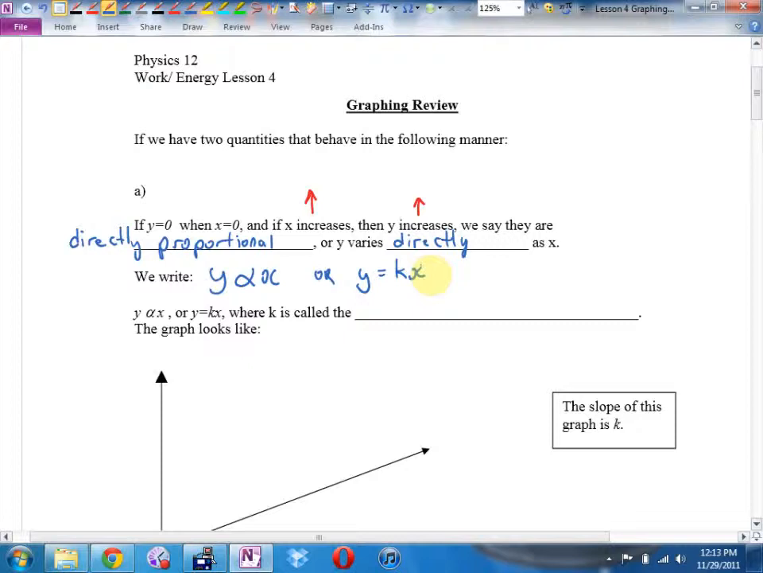Where the letter k is called the constant of proportionality. The constant of proportionality. Again, I'm going to ask you to know that word. I'm not going to ask you to give it to me. I might use it because I'm a math nerd. This sounds really complicated. It's not. You've been doing this already without knowing that you were doing this.